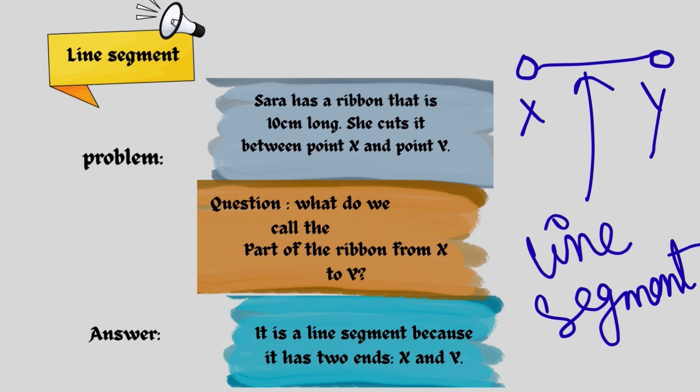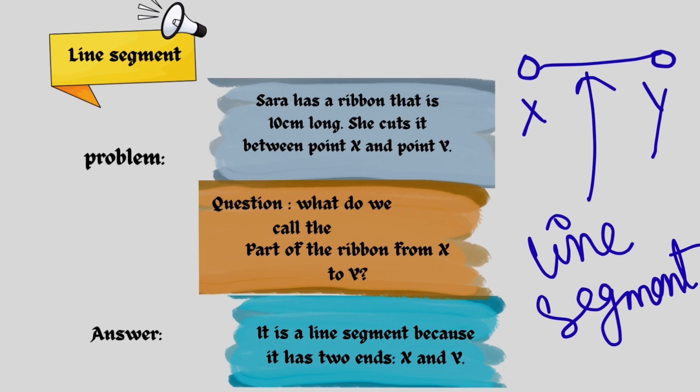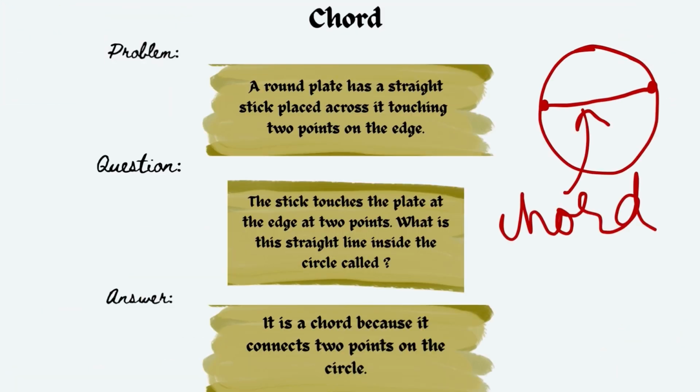Here is a problem given here. Sarah has a ribbon that is 10 centimeters long and she cuts it between point X and point Y. So this is a line segment because it has two end points, point X and point Y.